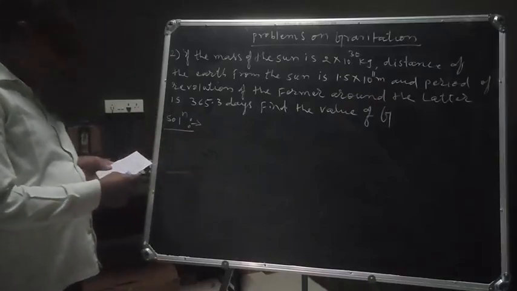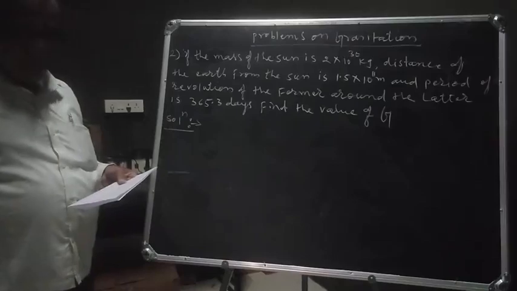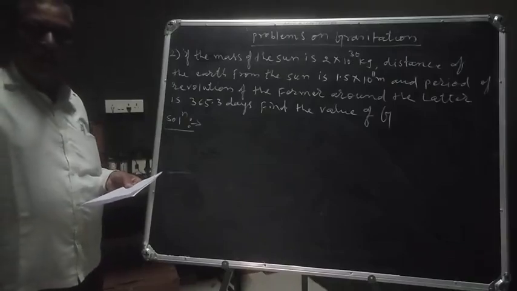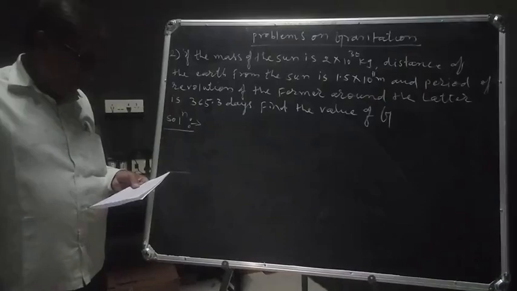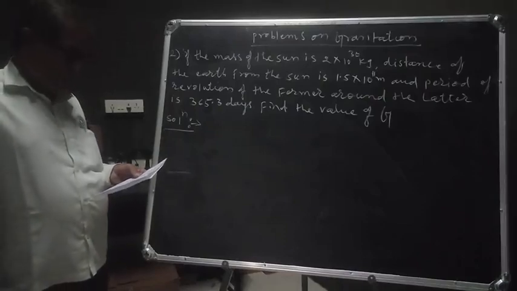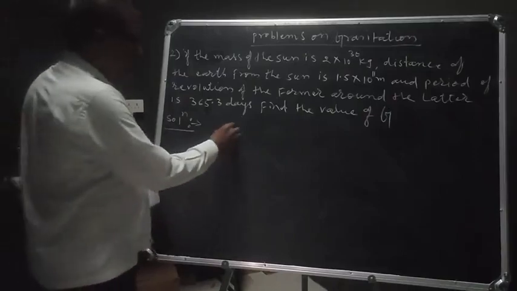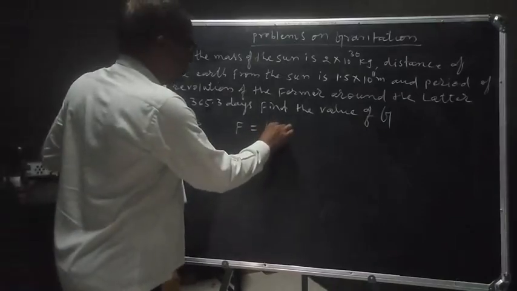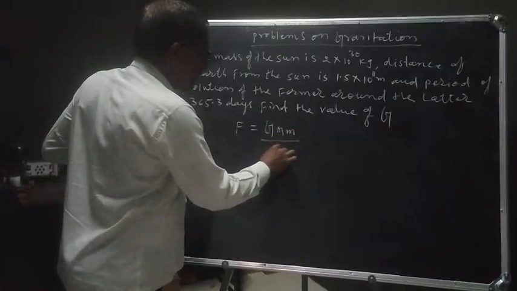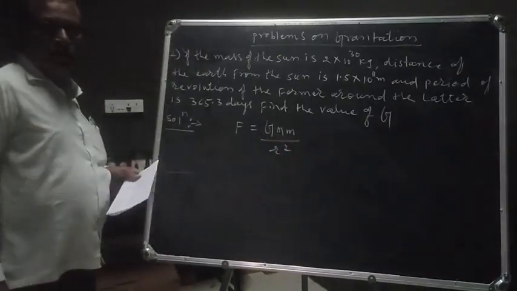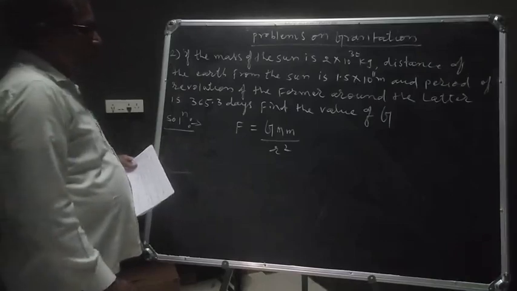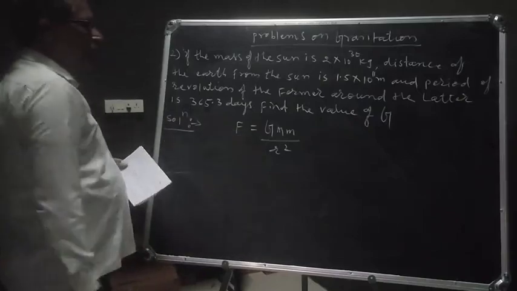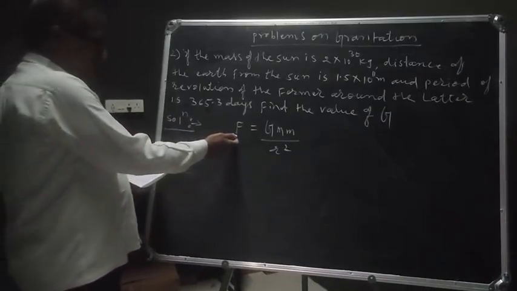Now here the force of attraction between the sun of mass capital M and the earth of mass small m separated by distance r is given by F equals to G M m upon r square. This is the law of gravitation. With this formula, we find the value of the force.